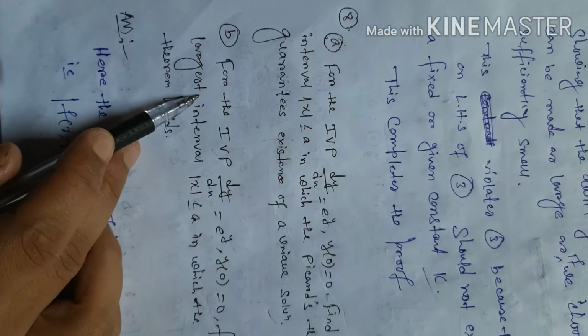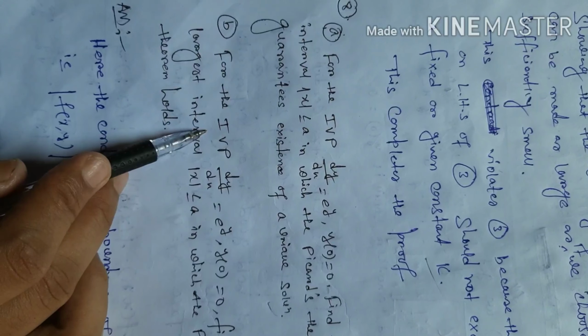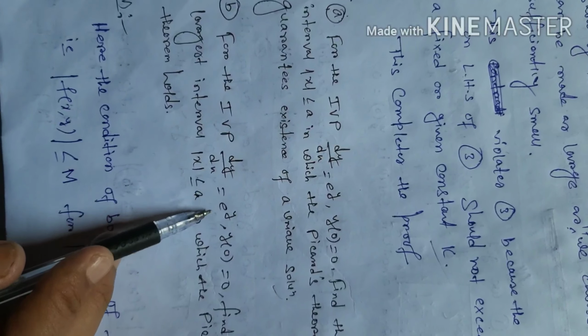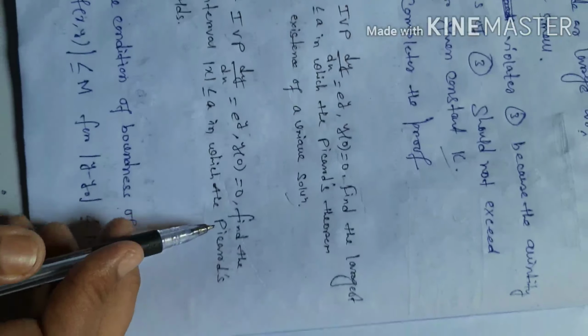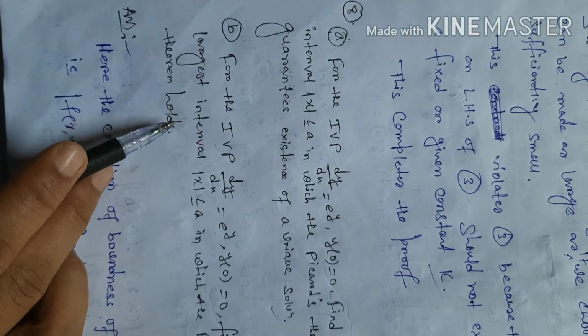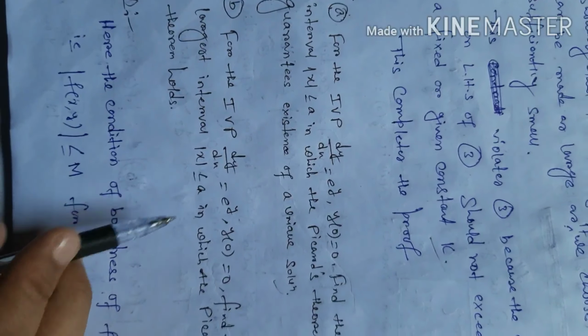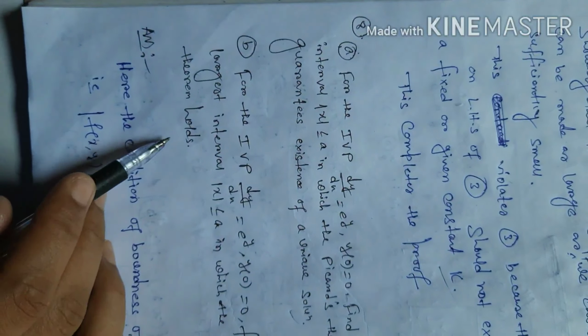And next problem, for the initial value problem dy/dx = e^y, y(0) = 0, find the largest interval |x| ≤ a in which Picard's theorem holds.